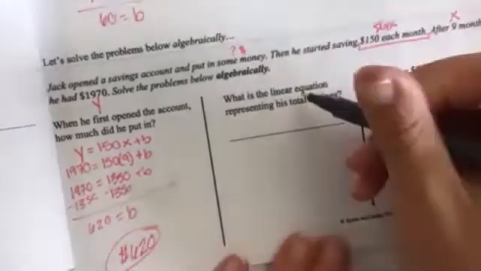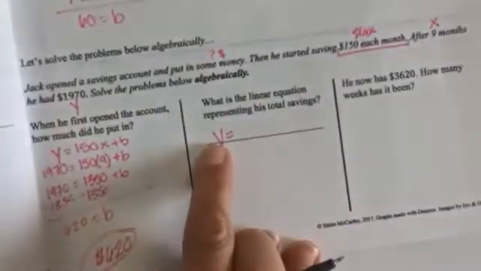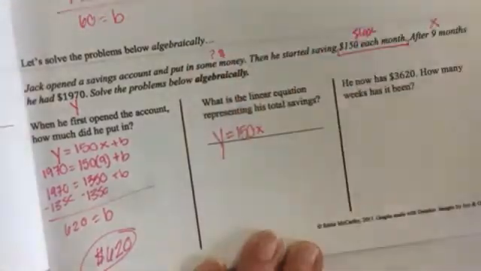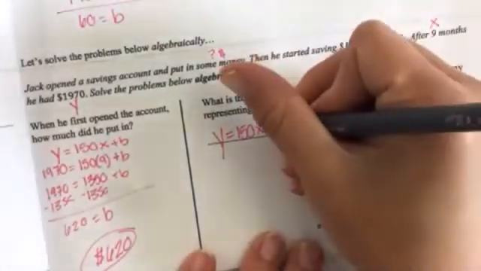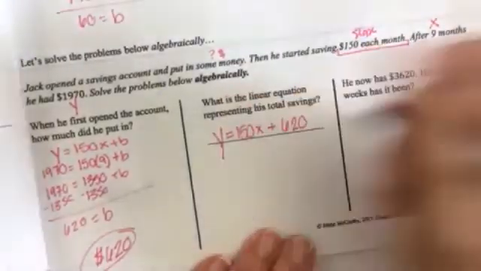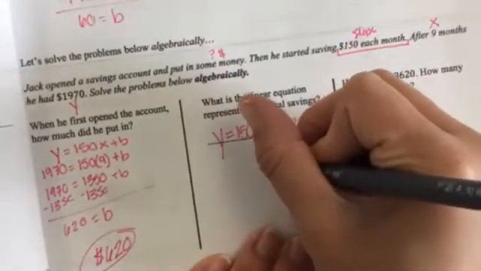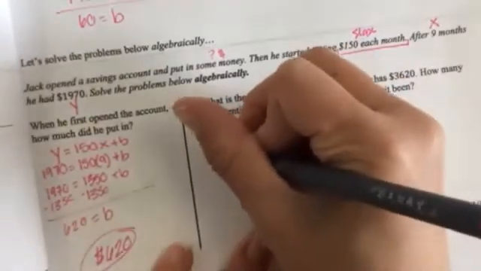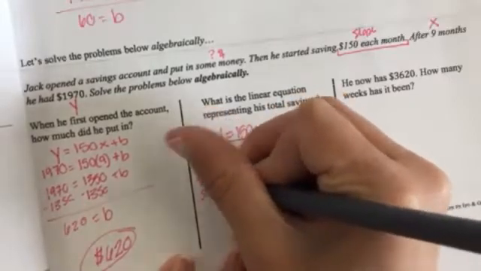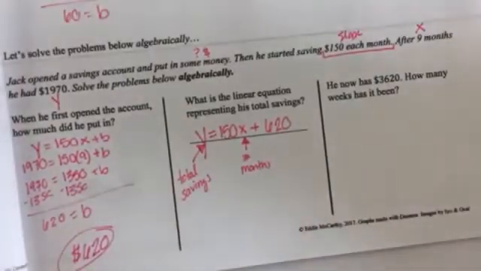Okay. What is the linear equation to represent this situation? Well, his total savings, which would be y, equals the $150 monthly he puts in there, so 150 times x, plus the $620 that he started with. I always like to highlight: x is the number of months that he has been saving, and y would be the total savings that he has. I think the more you practice and the more you define these things, the easier these problems become.